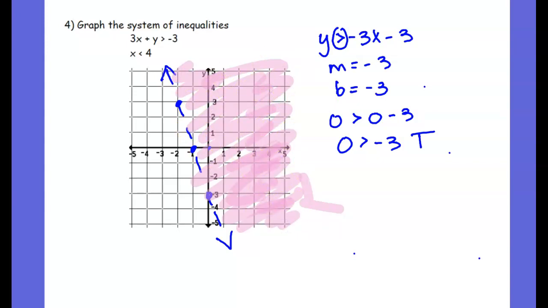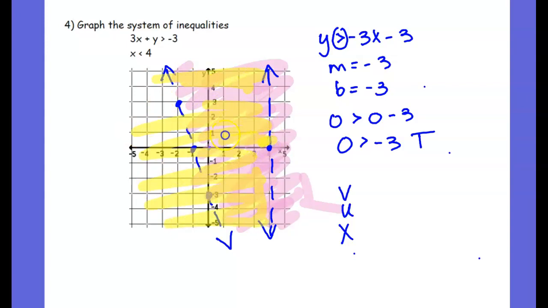Okay, and now the other line is actually an example of a special case. It's a vertical line. So x is going to be less than 4. We go to 4, and it's just less than, so it's a dashed line. Every value less than 4 would be to the left on the number line. So when we shade it, it's going to be here.